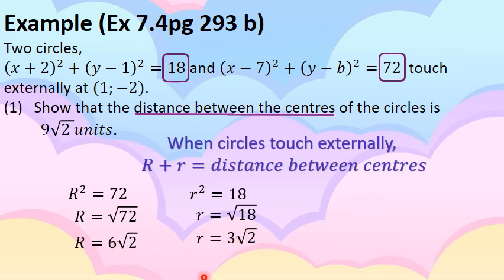Now I'm sure you can see these are like terms. 6√2 and 3√2 together gives you 9√2 units. And so you have shown that the distance between the centers is in fact the sum of their radii, which is 9√2 units.